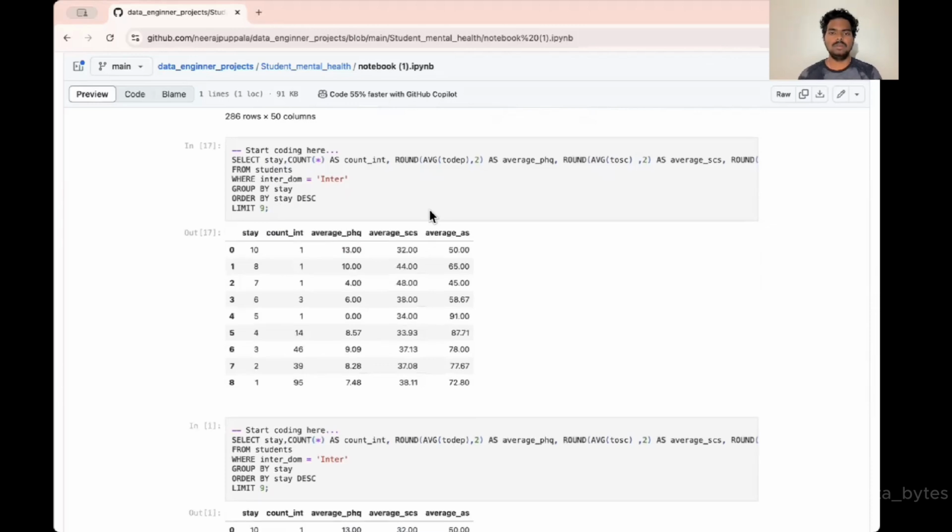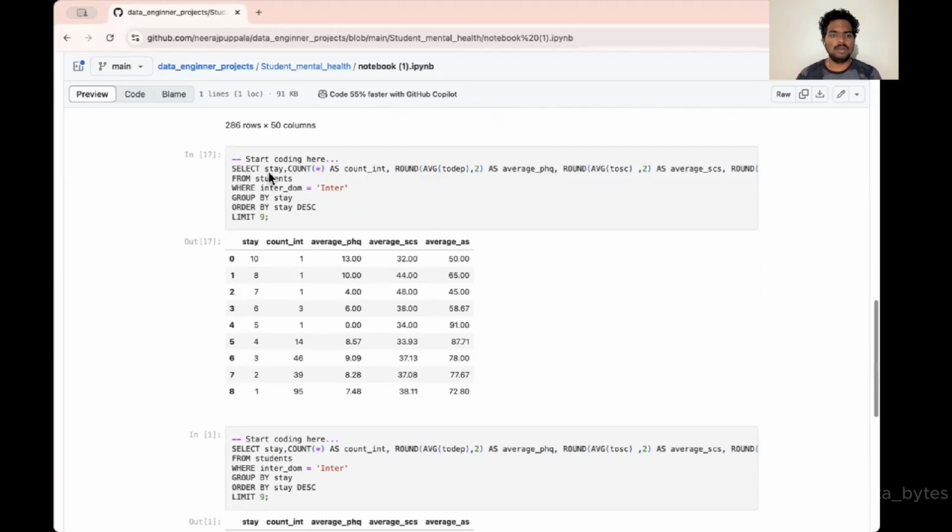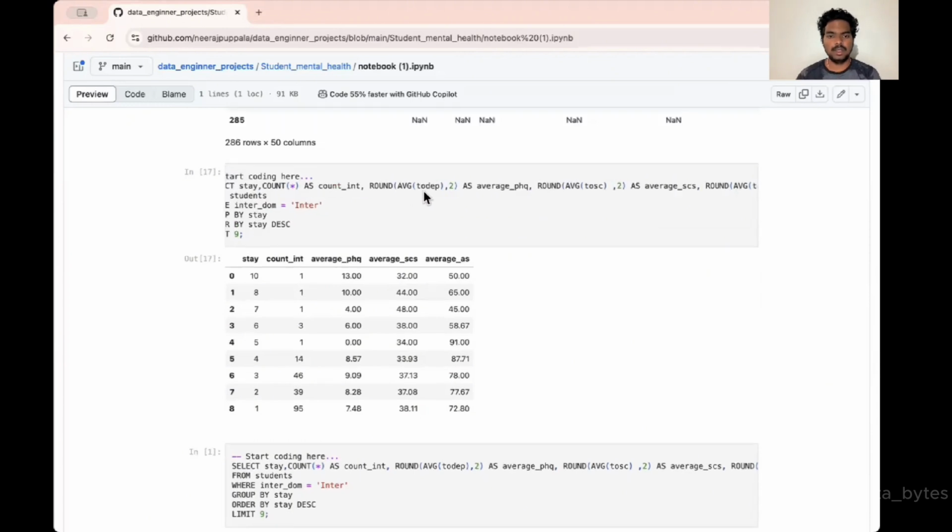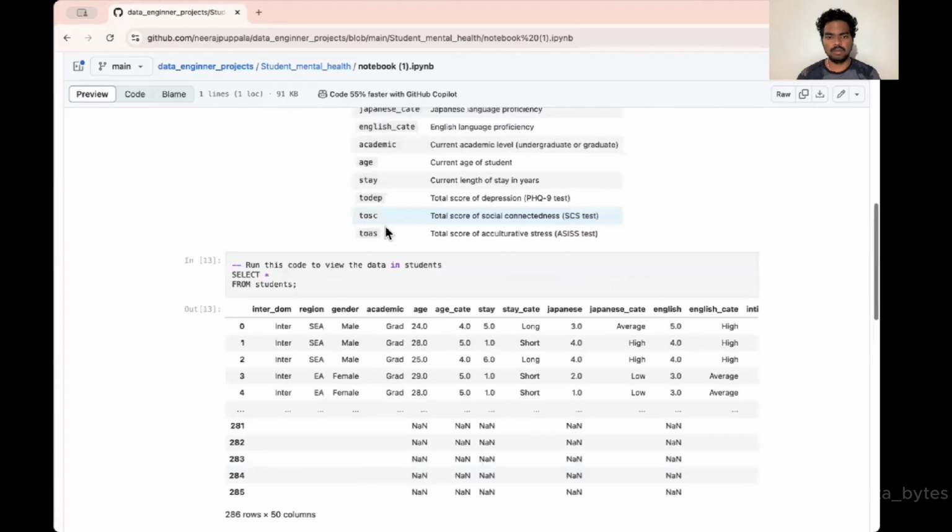So as per the requirements, it's given that we have to return 9 rows and 5 columns, and we have to see if the length of stay is an impacting factor for the student's mental health. So now I have written a query based on that. So here I'll be selecting the stay column, which returns the length of stay, and I'm counting the number of international students. I'm selecting the 2dep, 2SC, and the 2as. So these three are the field names that are given here.